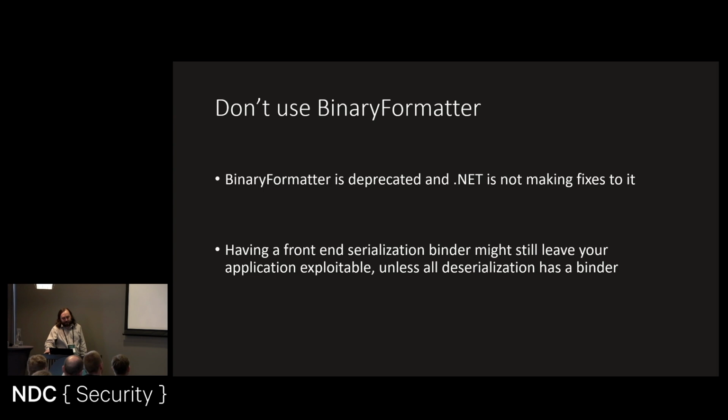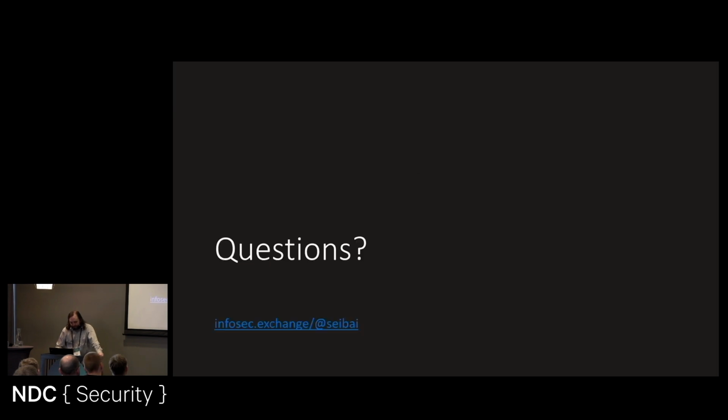And don't use BinaryFormatter. BinaryFormatter is deprecated. .NET is not making fixes to it. This stuff, I will say, is not just exploitable in .NET Framework. It's exploitable in later versions of .NET as well, so that doesn't protect you. And if you have a serialization binder just on your front end use of BinaryFormatter, you can still get bitten by it because you're using it on the back end because of those mutation issues. And this went faster than I intended, but that's all I had for this talk.